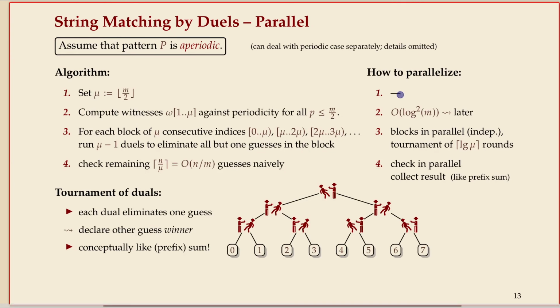So the first step, there's nothing really to do. The second step is possible to parallelize, but it's very tricky. I will only tell you what is possible. And a reasonably complicated method gets it down from m to log m squared. But this part will be beyond the scope of the course.